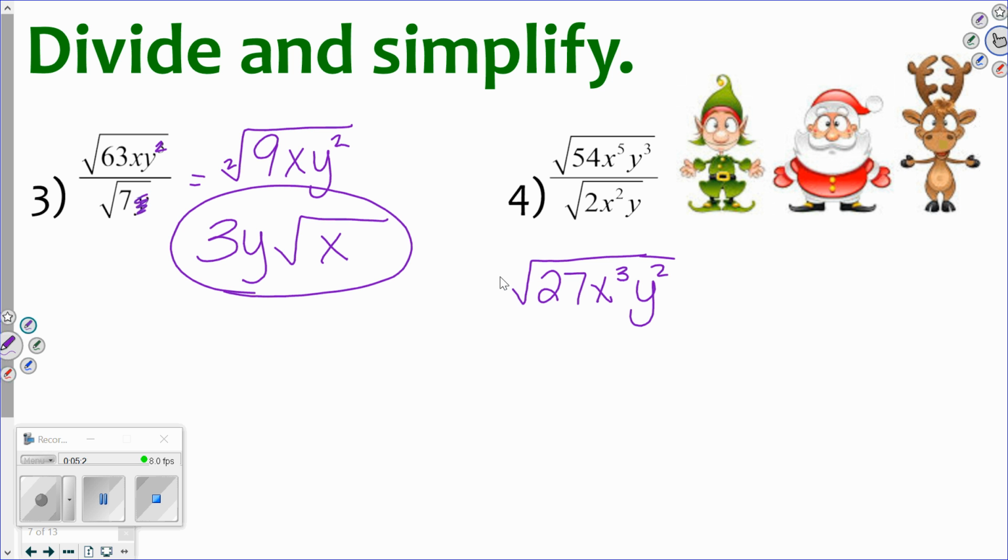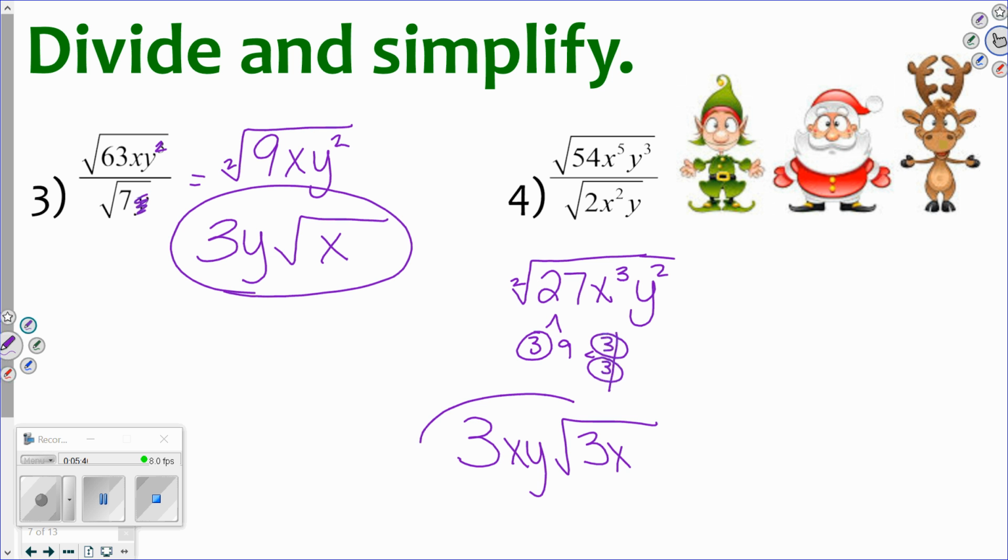Square root of 27, nice and pretty? No. So we'll do our factor tree. That's not pretty, we have to factor tree. So I want groups of 2. So I got a pair of 3s. The single guy stays back underneath here. Square root of x cubed. How many groups of 2 can I take? One group, how many would be left over? Square root of y squared. Just one y, none left over. So 3xy, radical 3x.